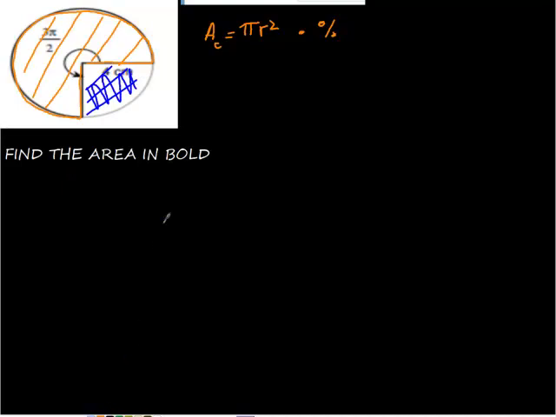So what we're going to do is set it up that way. We're going to say pi r squared. R is 4, so here's that 4 right there. So it's 4 squared times, and now we have to figure out what percentage of this circle we get. Well, it says here that we get 3 pi halves of it, so here's this 3 pi halves.